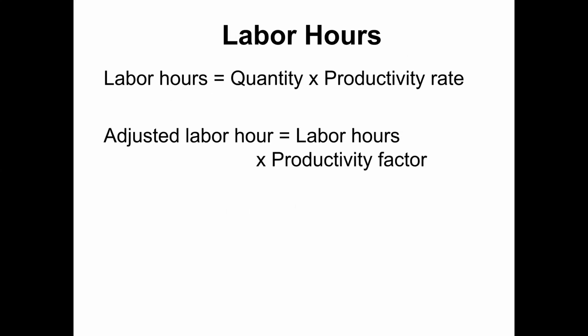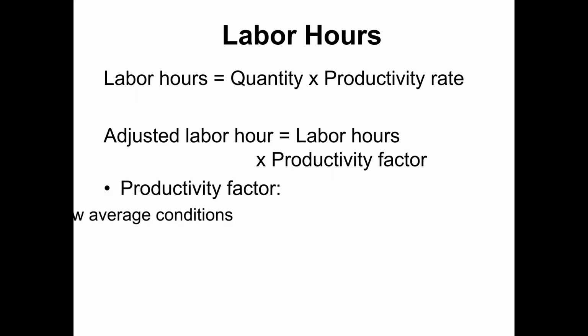Okay. Now, from the same formula, productivity is labor hour over quantity. Now we can find from the same formula that labor hour is equal to quantity multiplied by productivity rate. We can adjust labor hour with the productivity factor.